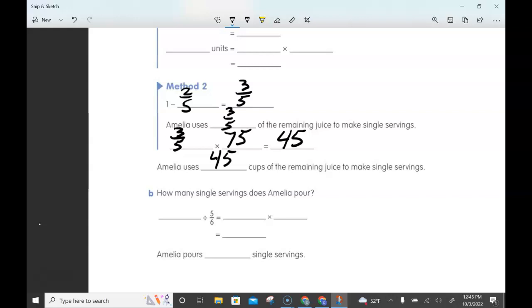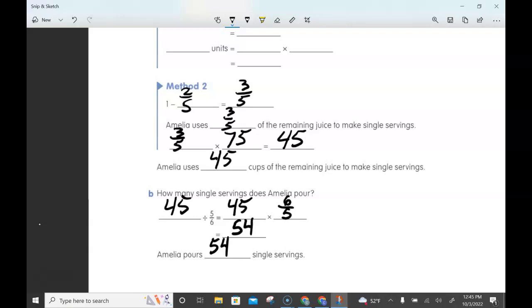So what we do is take that 45 cups and divide it by 5/6. Why 5/6? Because she uses the remaining juice to pour single servings that are 5/6 cups each. So 45 divided by 5/6 equals 45 times 6/5. Now we multiply 45 times 6/5, and that's going to give us 54. And we can see that Amelia pours 54 single servings.